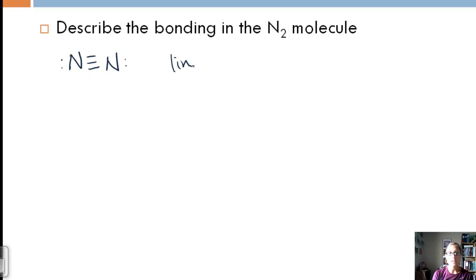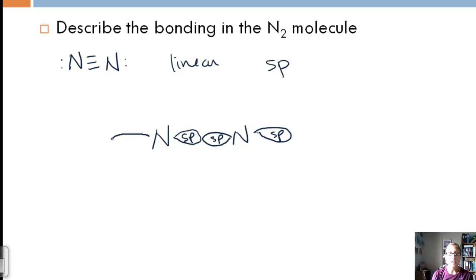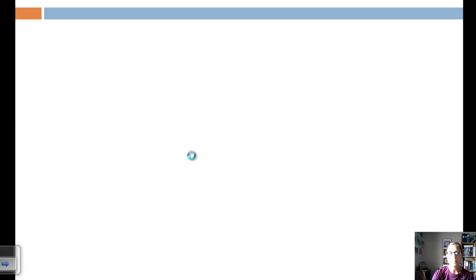So this is a linear geometry, and so now we want to draw the hybridization. Well, each nitrogen, and there's only nitrogens in this molecule, has 2 effective pairs, and so we would say that it's sp hybridized. And so here's our N, and maybe I can draw this one a little better, sp, and then here's our other N. So this is our sigma bond, okay, and then we've got a lone pair, and a lone pair, and then basically we're going to take those p orbitals and connect them to form our pi bonds.